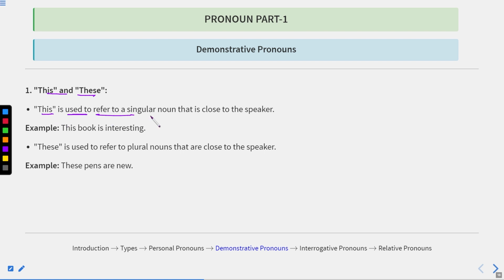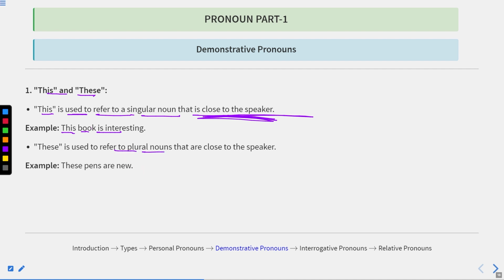This is used to refer to a singular noun that is close to the speaker. So, if something is close to the speaker, he can use this to refer to it. For example, this book is interesting. It means the book is with us, so we are saying this book is interesting.